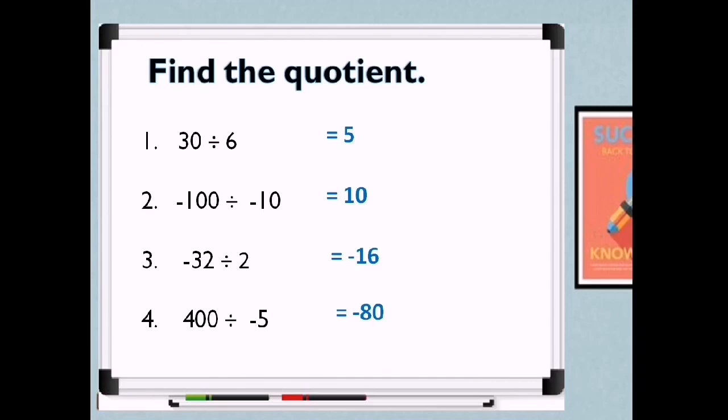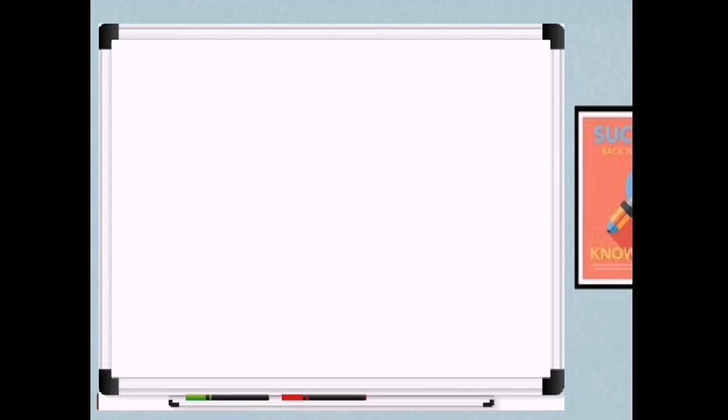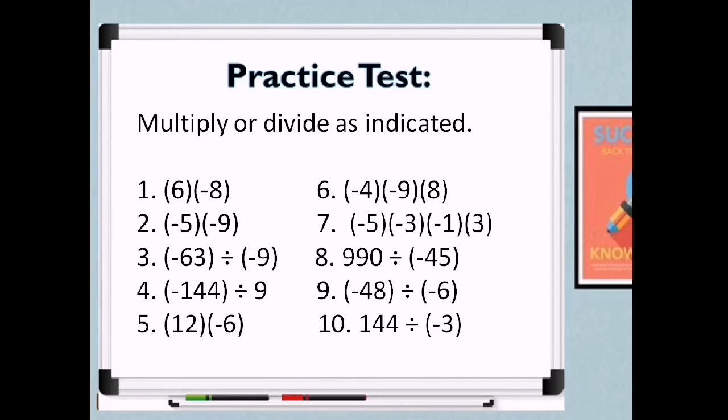As I've told you, you need to remember the two given conditions para hindi kayo magkamali sa sign, whether your product or quotient is a positive or negative number. Now I want you to get your pen and paper and do this practice test. Multiply or divide as indicated, and the answer key will be provided at the end of this video. So good luck and happy learning.